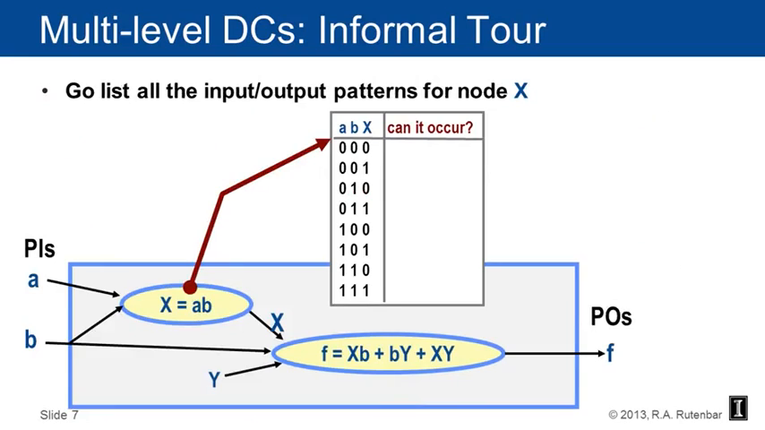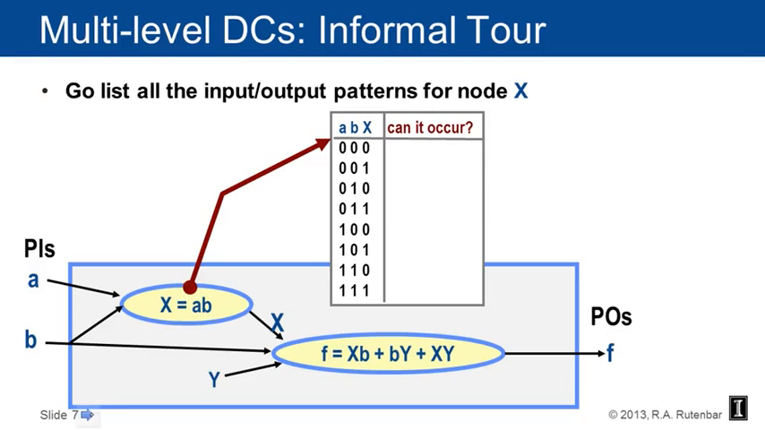I'm showing again my Boolean network model with the x equals AB node connected to the f equals xb plus by plus xy node. And I've got a little truth table here with the x equals AB node pointing at it. It's got 3 columns, a, b, x, and under it all of the Boolean values of a, b, and x from 0, 0, 0 to 1, 1, 1. So there's 8 rows. And then there's another column that says, can it occur? What we're really asking here is, inside this logic network, now that we know that x is a and b, can each of these 8 patterns of a and b and x actually occur?